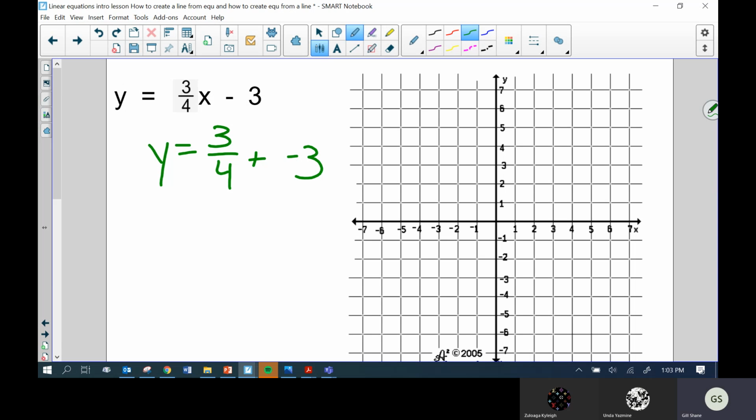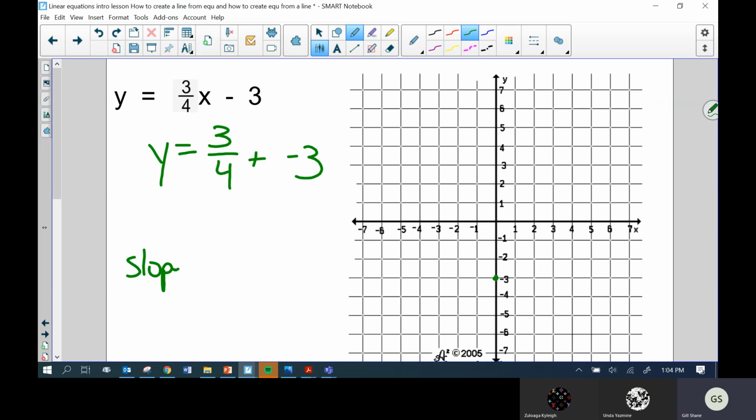So the first step, I put a dot on -3. I should have given you graph paper in that packet so you could do this, but just follow along because you're going to do it in a second. Next, I need to find my second point, and I do that by using my slope.